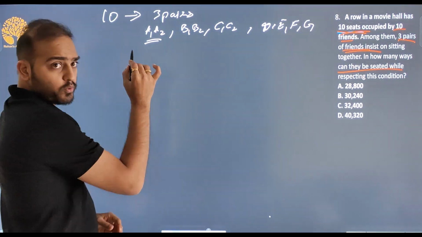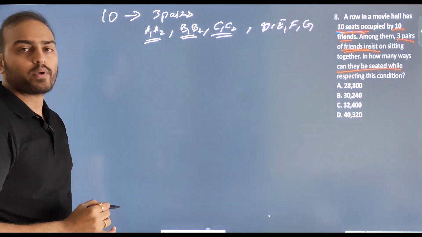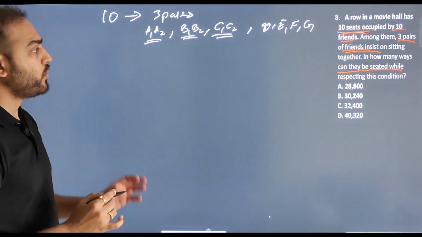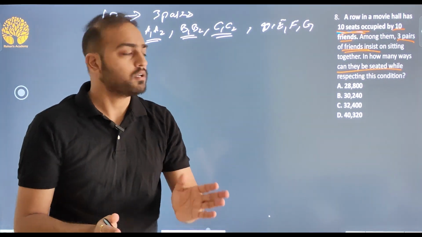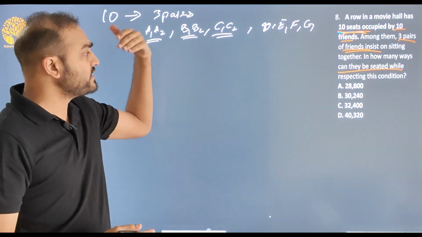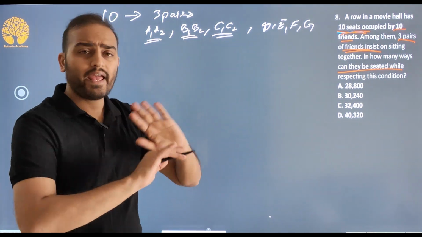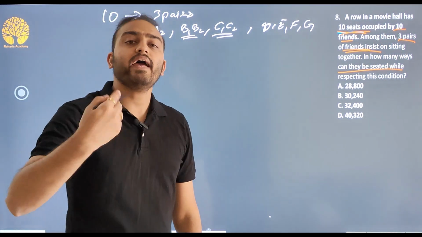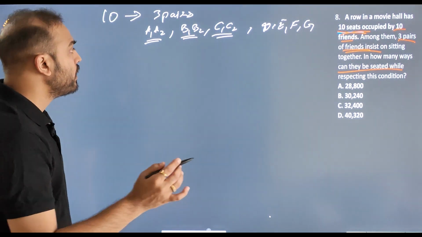A1, A2 need to sit together. B1, B2 need to sit together. C1, C2 need to sit together. Right? Okay, remember this. 3 pairs does not mean that the 6 people will sit together. Each individual pair will sit together. They can sit next to each other or they can sit away from each other, anything. But the individual pair needs to sit together. Okay, so we say fine, no problem.